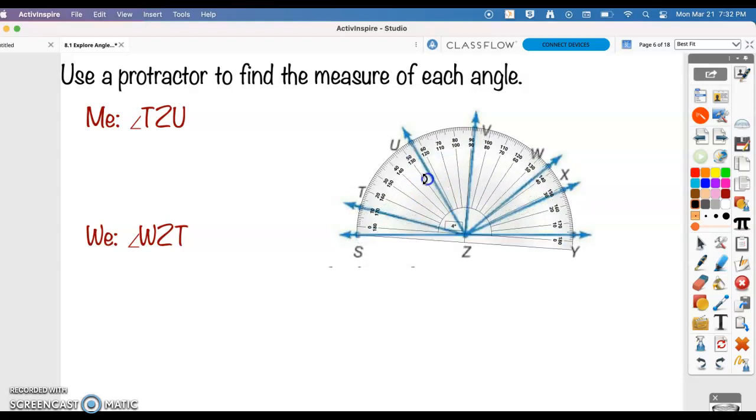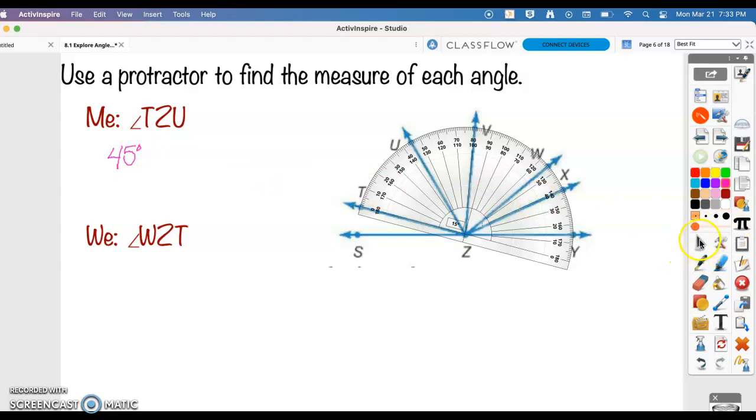But I have to rotate that 0 on that T line, okay? And I am looking at U right here. Now again, if I'm looking at TZU, that's a smaller angle, so it's going to be acute. So I start out here with this 0. So 10, 20, 30, 40, and it's right between 40 and 50, which would make it 45 degrees.